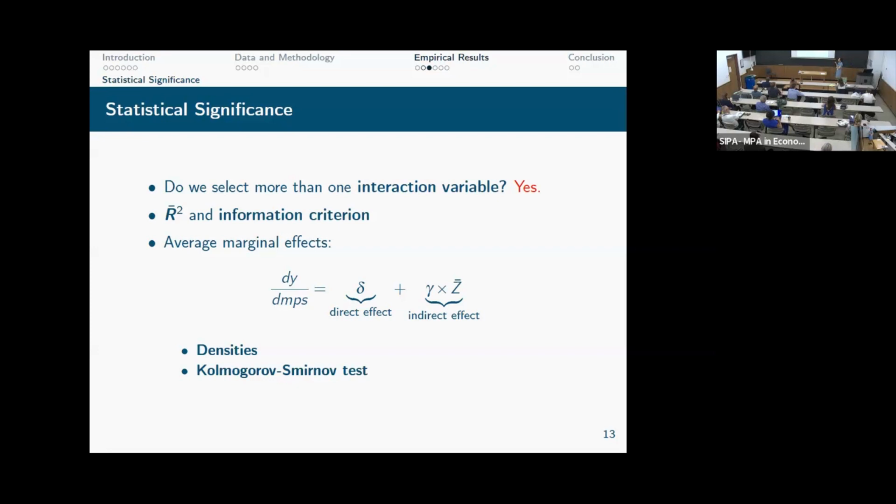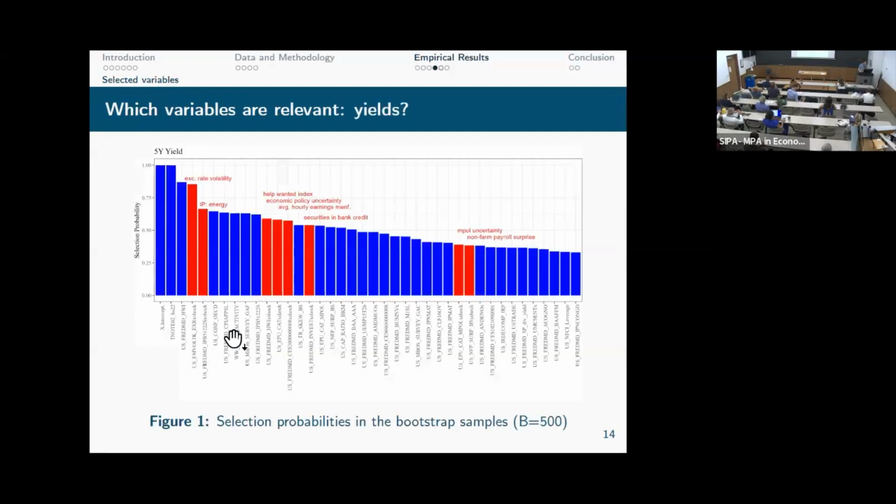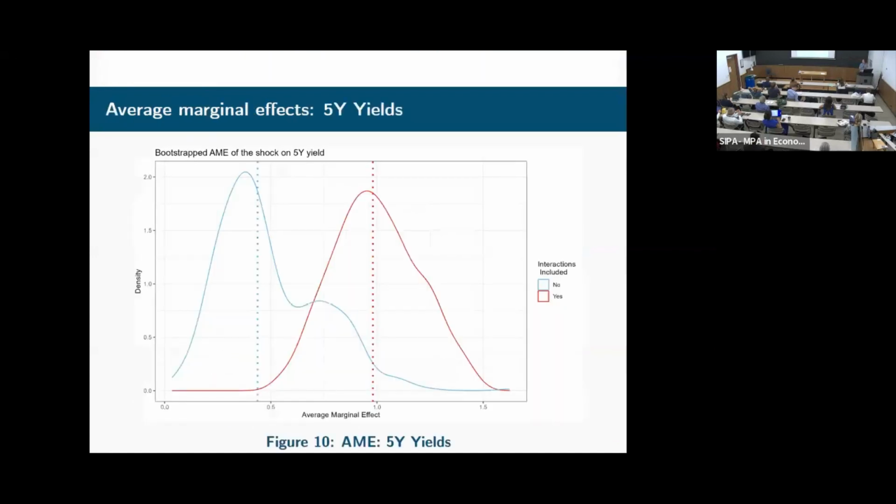And here we are checking for the average. So here the z-bar represents the average value in the sample for the interaction variables. And if we check the densities, this shows, again, no means no interactions. Yes means we have interactions. So this shows the effect of the monetary policy shock on the 5-year yields. And here, as you can see, if we include the interaction variables, the effect of the shock, which is changing the 2 years around a 30 minute window, is almost one, I think 0.96 on the 5-year yield. So the effect is almost one-to-one.